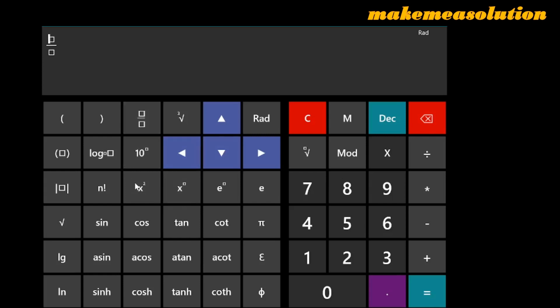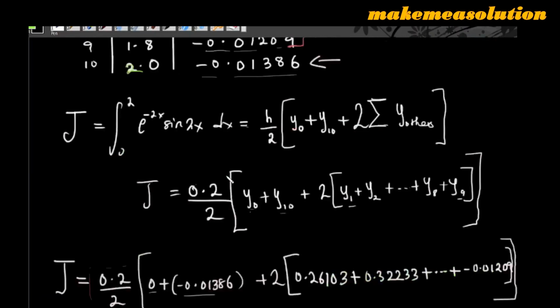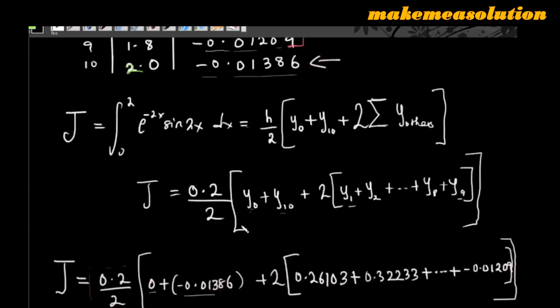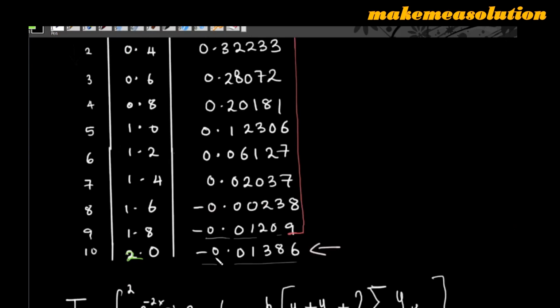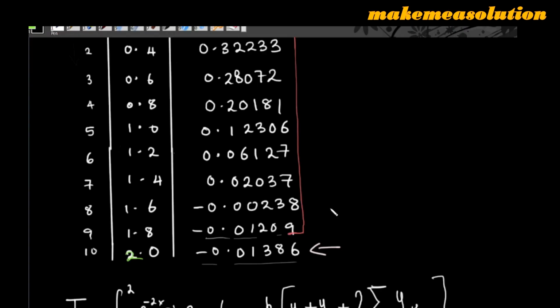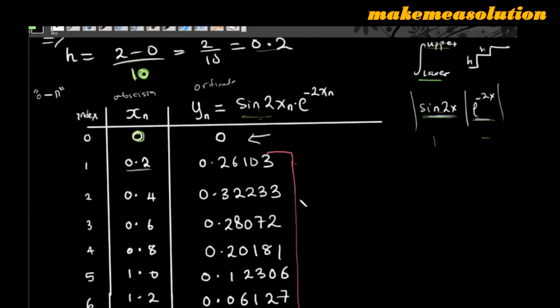So this is for Simpson's rule. You have 0.2 divided by 3, then times. So the first value is no other but from the table you have 0, and the last value is no other, from the table you have minus 0.01386. So the first value plus the last value, so plus 4 times all the odd ordinates.